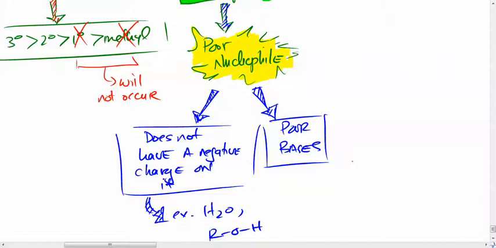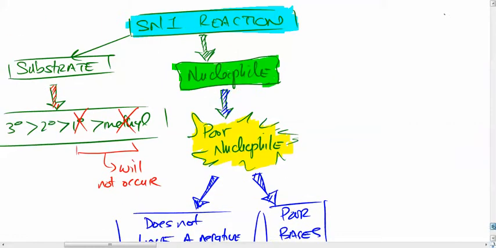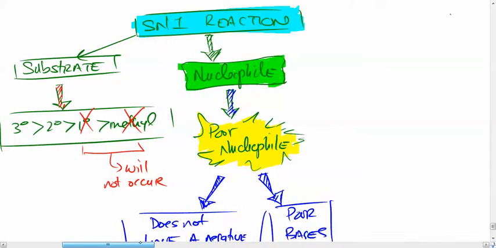Okay. So we just looked at the substrate. Looking at the SN1 reaction, we're seeing that the substrate that we want is a more substituted substrate. The nucleophile that we want is a poor nucleophile, right?